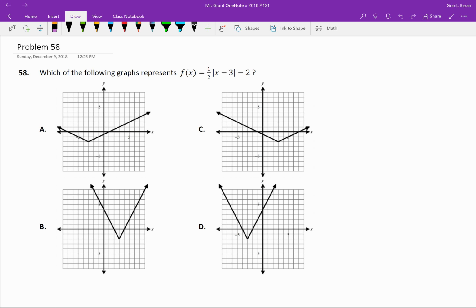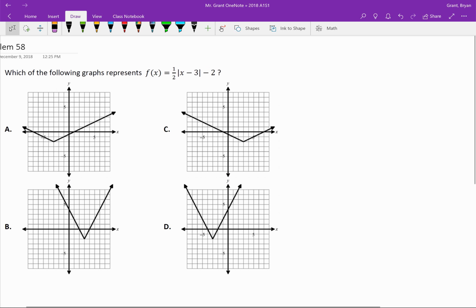We're looking at problem 58 for this year, which is talking about this lovely looking equation. It's a very quick problem, but I'll give you a rundown in case you don't quite remember how to graph this. So, things to note.